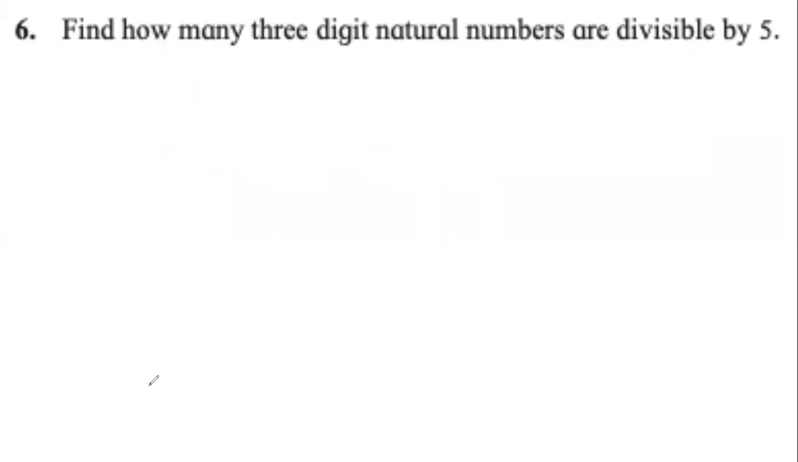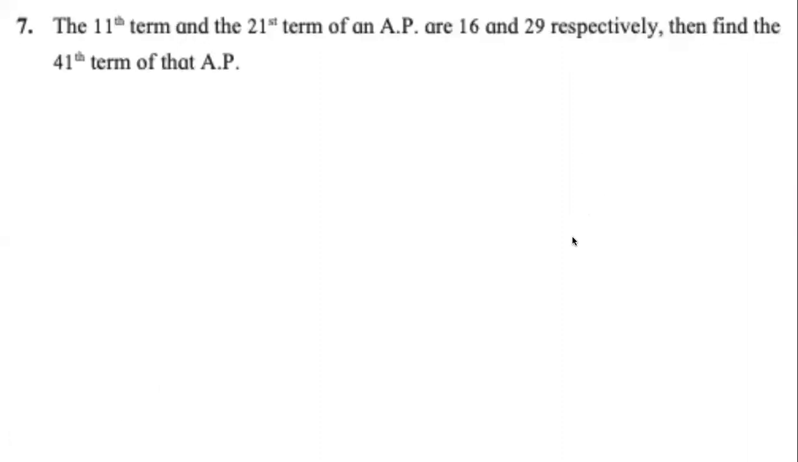Clearing the screens. Question number 7. This is just like example number 5. 11th term is 16. 21st term is 29. We have to find the 41st term. In the question, it should have been written 41st, like this, not 41th. This is correct, strictly speaking. 41st. Clearing the screen.